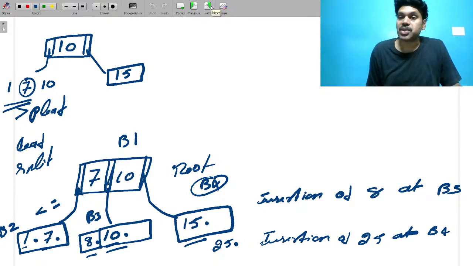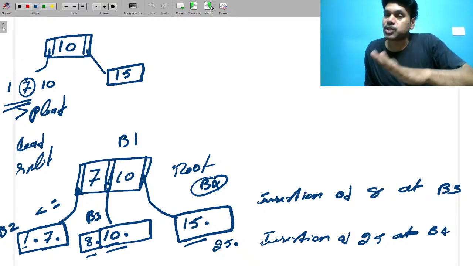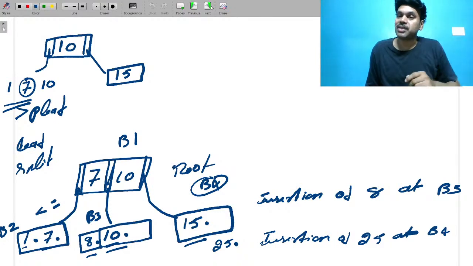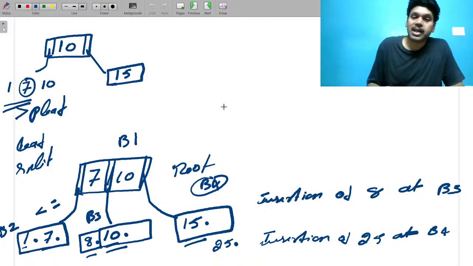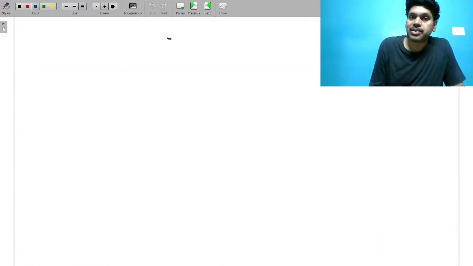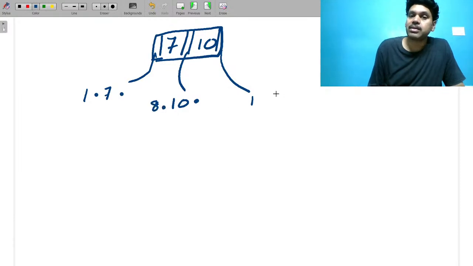That's why you see that the minimum number of splits, left split is giving; the maximum number of splits, right split is giving. You need to decide which split is going to give you minimum and maximum. So my dear friends, the final structure is after doing left biasing. So this is your final structure. So it is 1 dot 7 dot. This is a 10 dot, 8 dot, 10 dot, and this is a 15 dot and 25 dot.